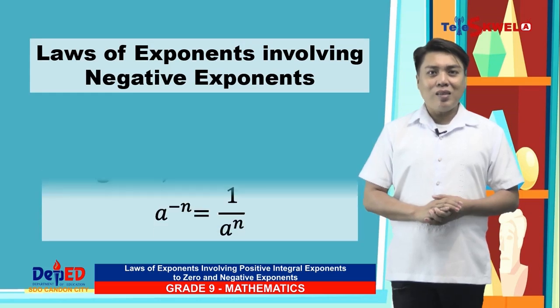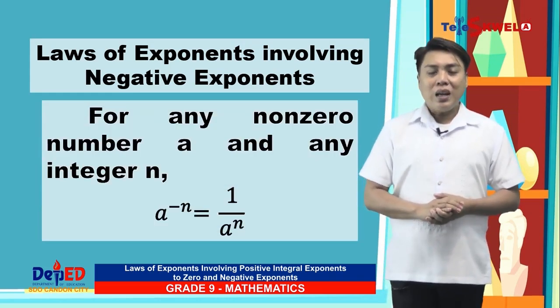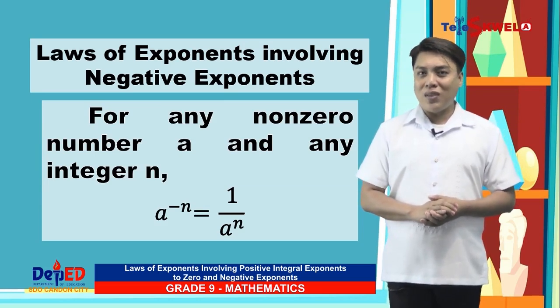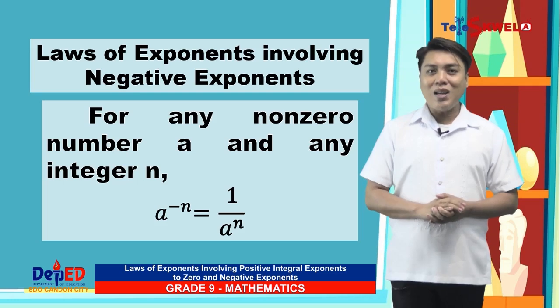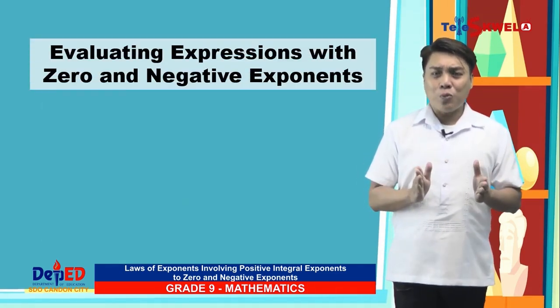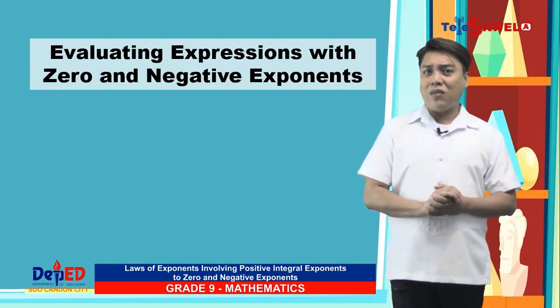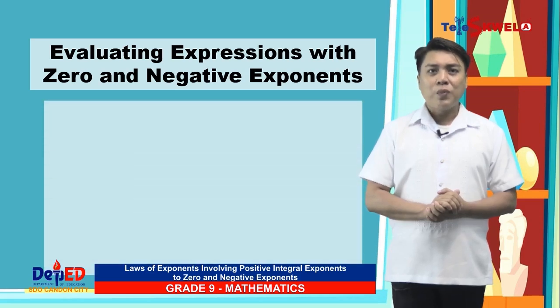For any non-zero number a and any integer n, a raised to negative n is equal to 1 all over a raised to n. In evaluating expressions with zero and negative exponents, the following rules will be used.